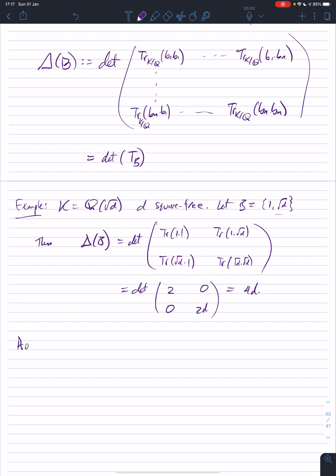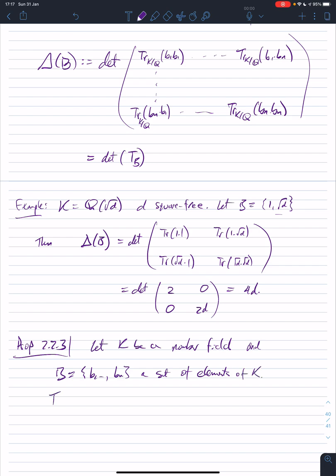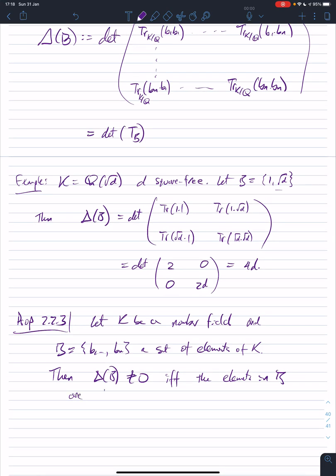So what does this discriminant tell us? One thing it tells us is the following. Proposition 2.2.3: again, let K be a number field, and again B some set of elements B1 to Bn of K. Then the discriminant of this set is not 0 if and only if the elements in B are linearly independent. Here by linearly independent, I'm thinking of it over Q.